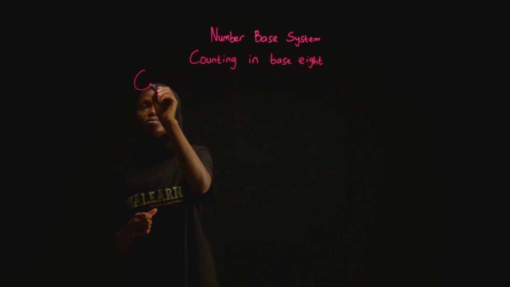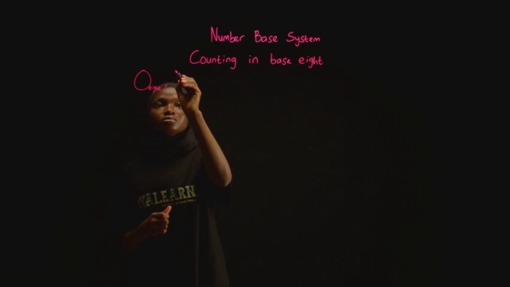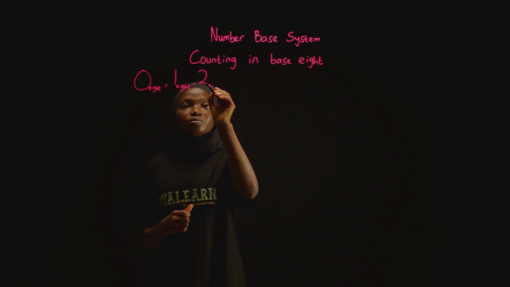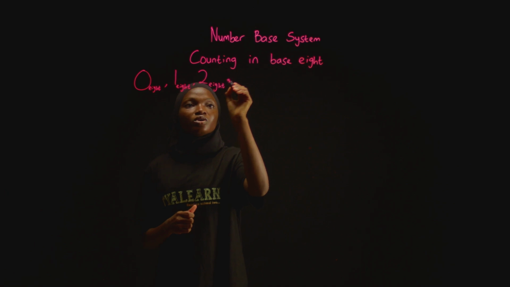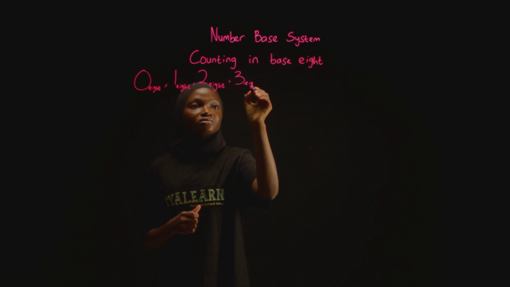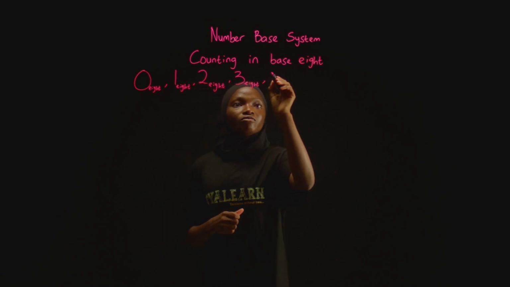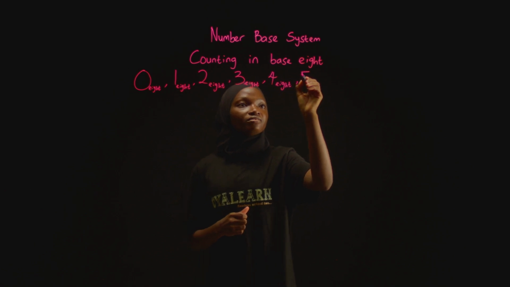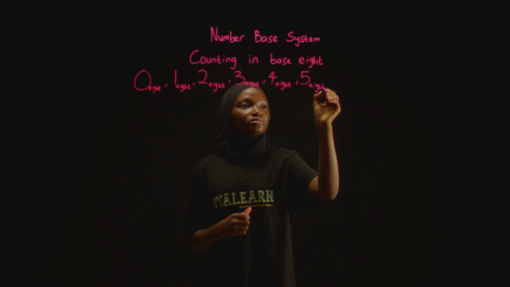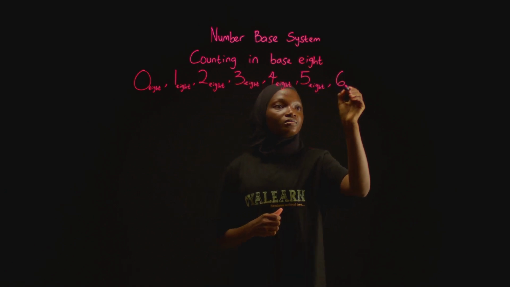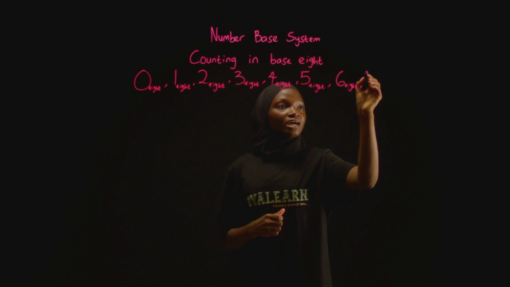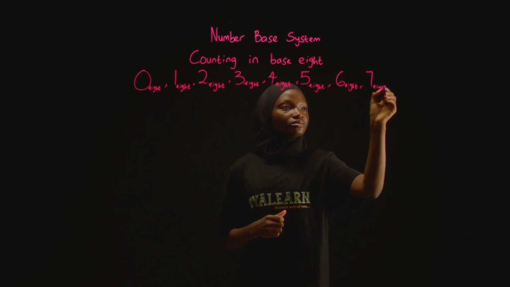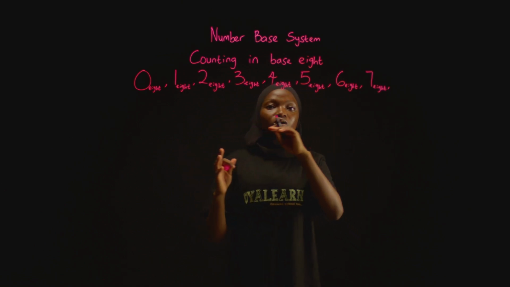So we have 0, base 8. Okay. 1, base 8. We have 2, base 8. We have 3, base 8. We have 4, base 8. We have 5, base 8. We have 6, base 8. We have 7, base 8. We've exhausted all the digits.